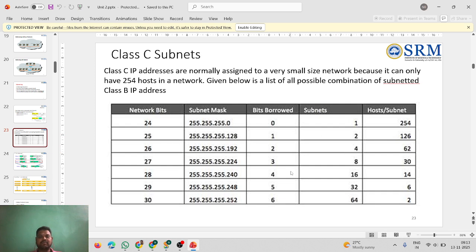This is how the process goes. Everything is calculated in terms of 2 power n. If you borrow 1 bit, 2 power 1 is equal to 2, 2 power 2 is equal to 4, 2 power 3 is equal to 8.